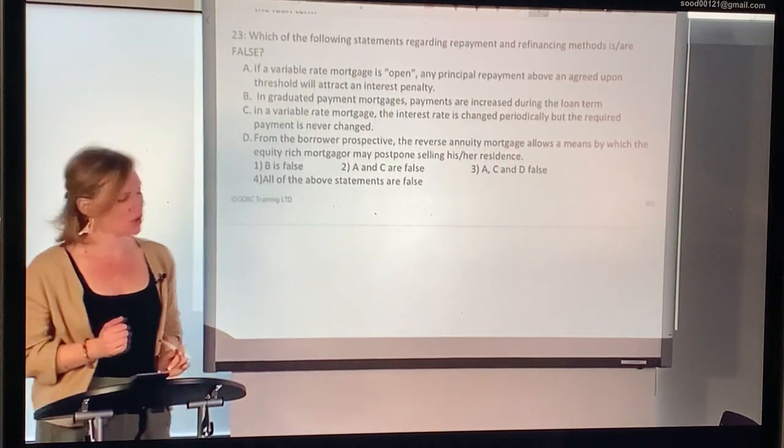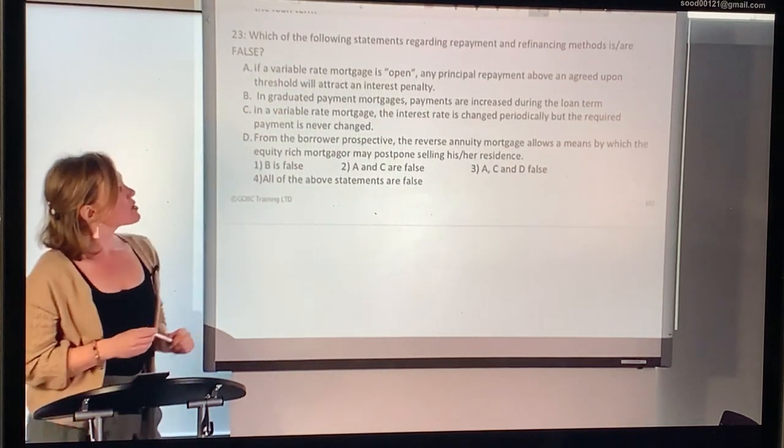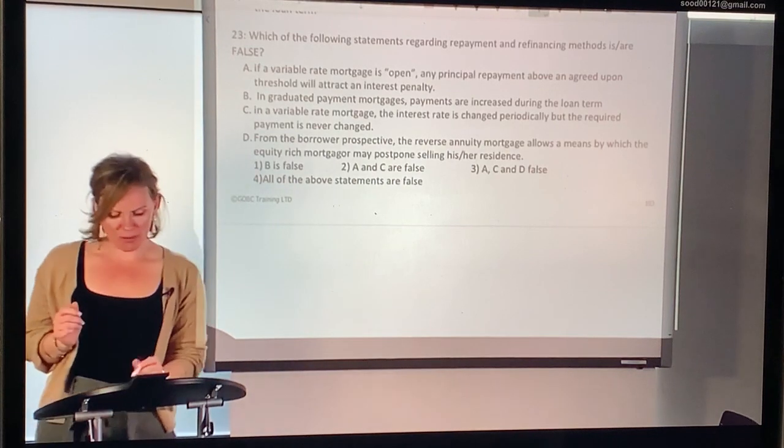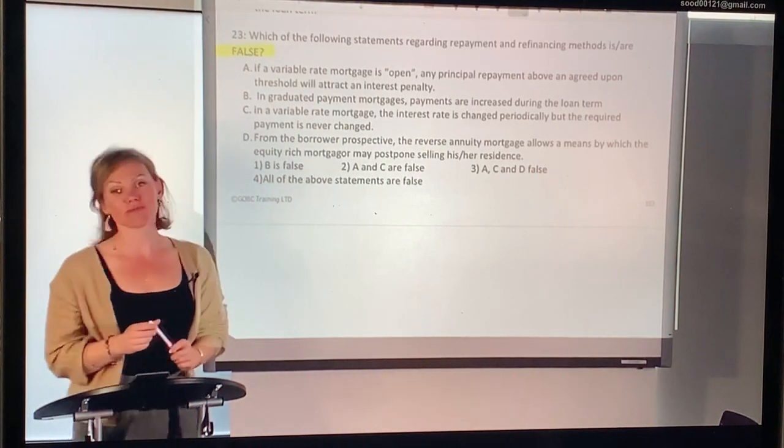Question 23. Okay, last one. That's it. No more. Which of the following statements regarding the repayments and refinancing methods are the false statements? Always check and see what they're asking you for. So if they want false, okay, let's look for them.